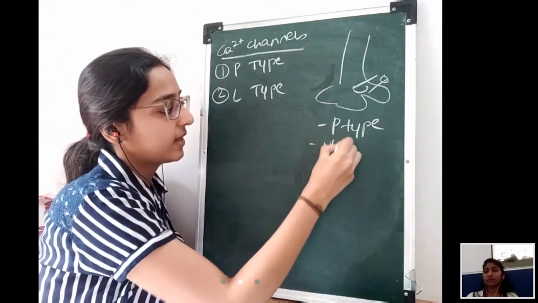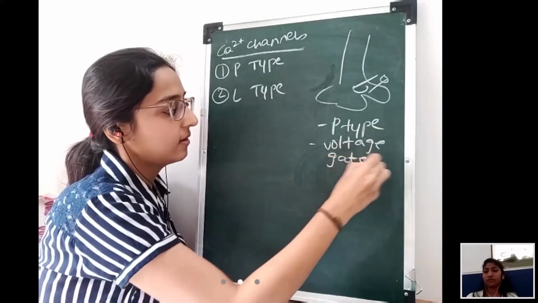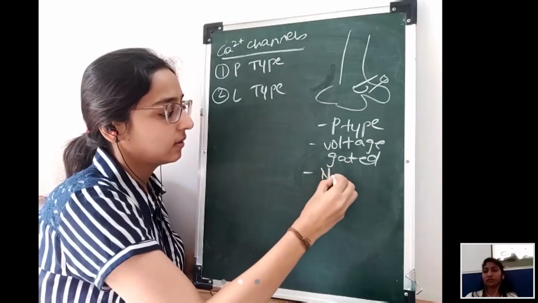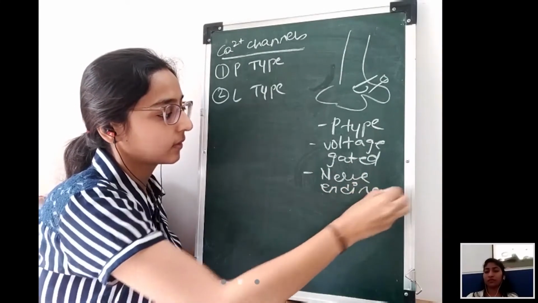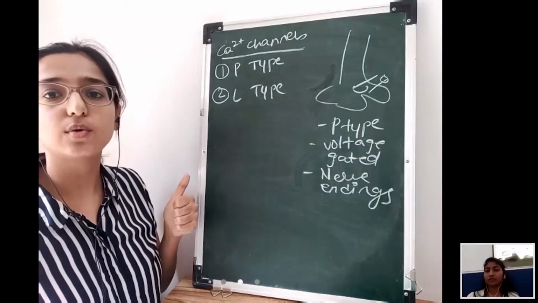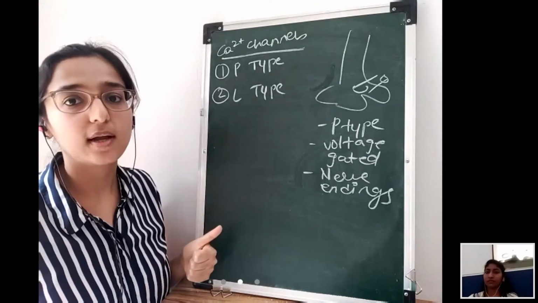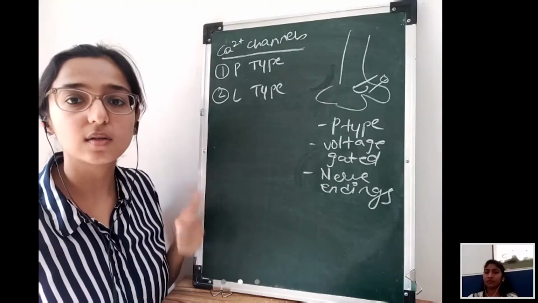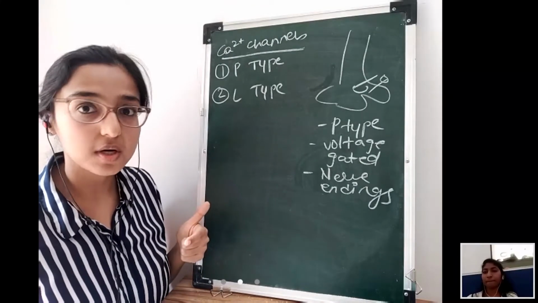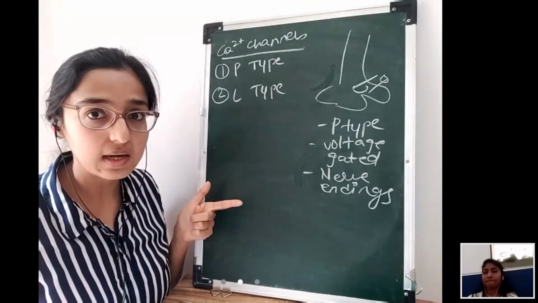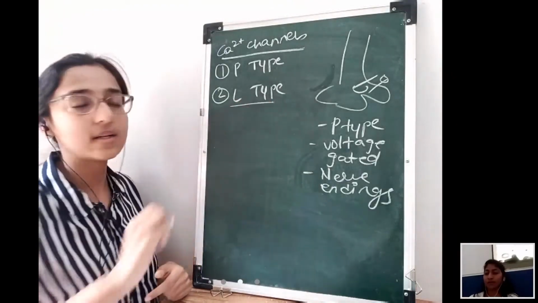They are voltage gated and they are located at nerve endings. So these are the 3 points that we need to know: in the neuromuscular junction at the nerve ending, the calcium channel which is there is a P type calcium channel. It is a voltage gated calcium channel. All right. Do calcium channel blocking drugs have any effect on this P type? No, they don't.